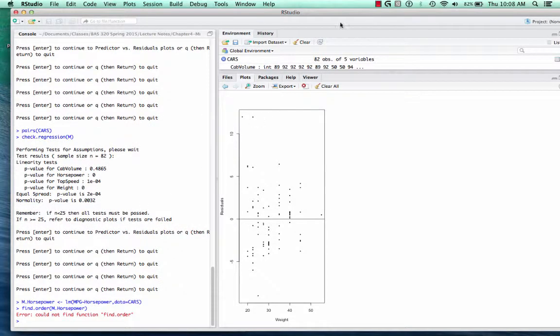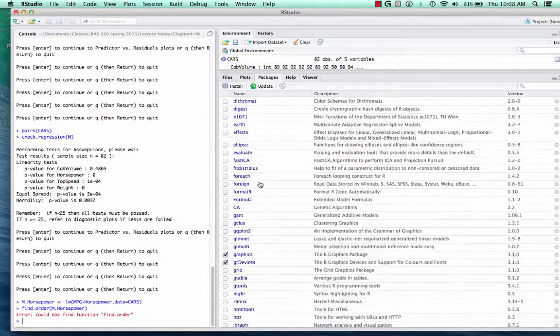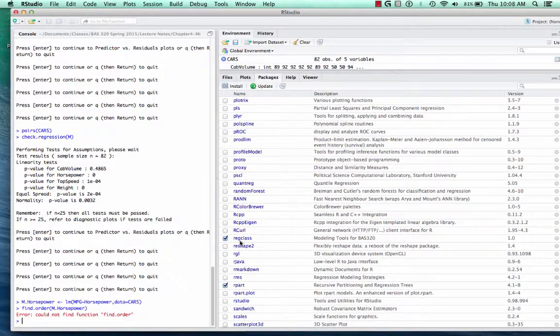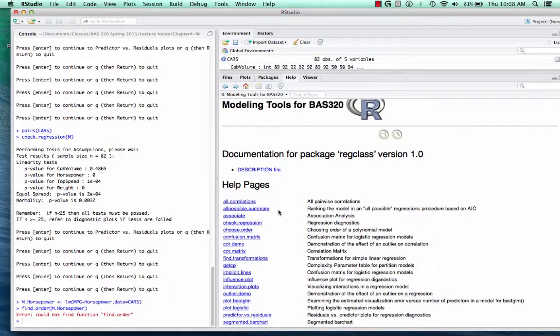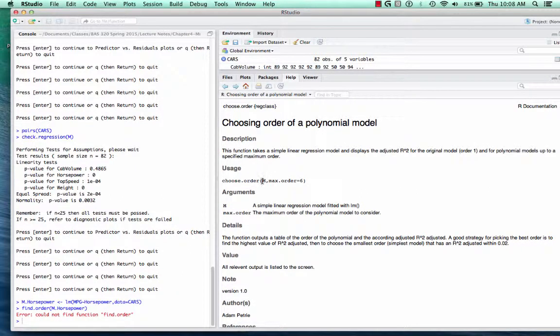So, of course, I typoed it. I always forget what the names of my functions are. So I will go and look at library regclass. What is the name of the function here? So it's choose.order, actually. I can input the name of my model into choose.order. By default, it's going to probe orders 1 through 6.